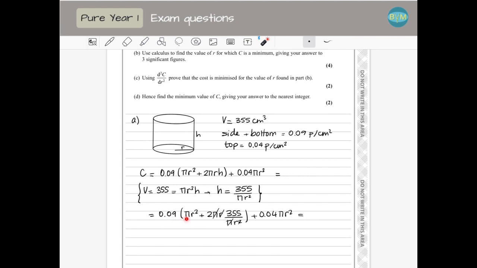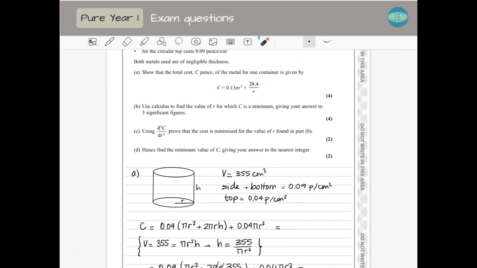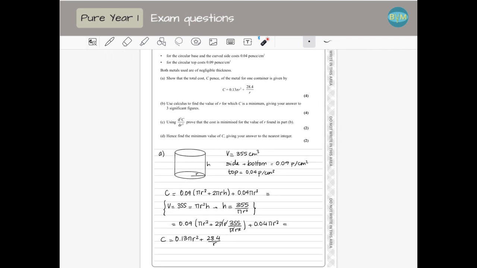So you have 0.09 pi r squared plus 0.04 pi r squared is 0.13 pi r squared, and 0.09 times 2 times 355 divided by r is 63.9 divided by r. That's the cost, and that's what I have to find. So this is the first part. And this is going to be the case in all these questions. You are going to have an expression that depends on two variables, and you are going to be able to eliminate one of them with something that they tell you.